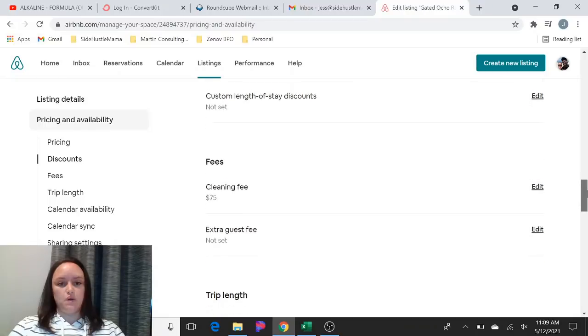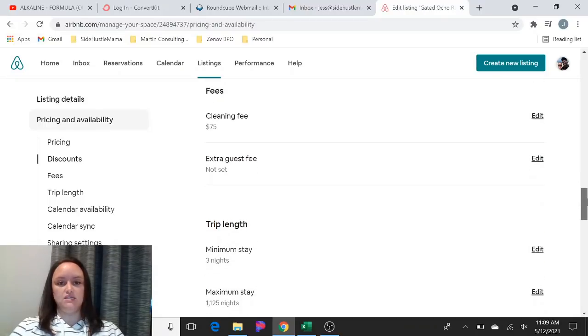Alright, so the fees. This is super important. Make sure that you have a cleaning fee, whatever the cleaning fee is that you want to charge here. Make sure it covers for the place to be properly cleaned, and anything else. There is a place here to add extra guest fees. I don't have any, but if for some reason you have a fee that you want to put there, make sure that you add that in.